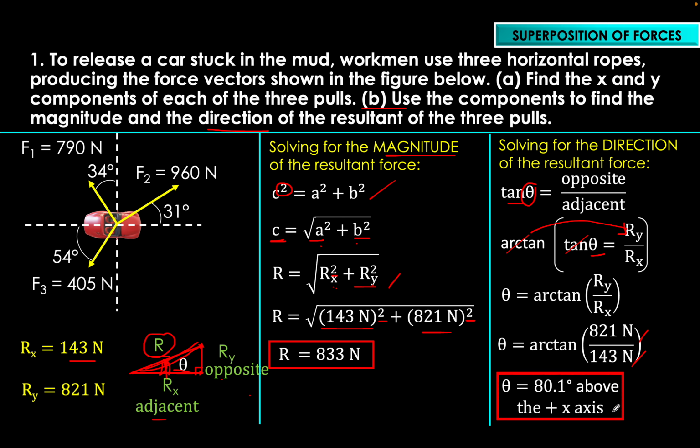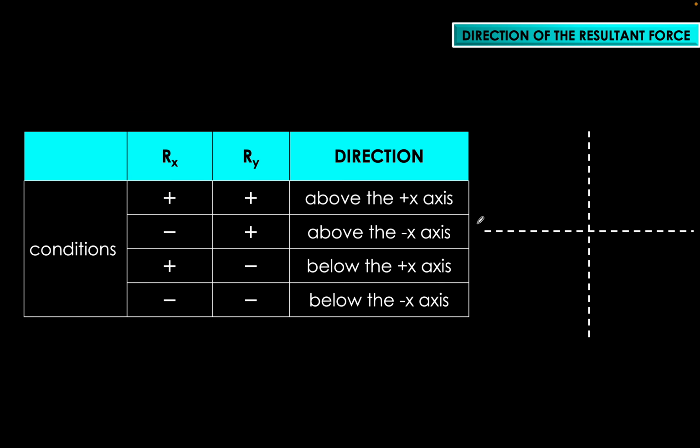Wait, miss, okay. First question, how did you know it's above the positive x-axis? Well, first, based on the illustration, it should be above the positive x-axis because you have a positive R sub x and positive R sub y. As a general guideline, if you have a positive R sub x, then it will be in the positive x-axis. That's the first point. Second point, you might be asking, okay, positive x means positive x-axis, but how do you know above or below? Well, simply because if R sub y is positive, it will be above the positive x-axis. So that's it, okay?